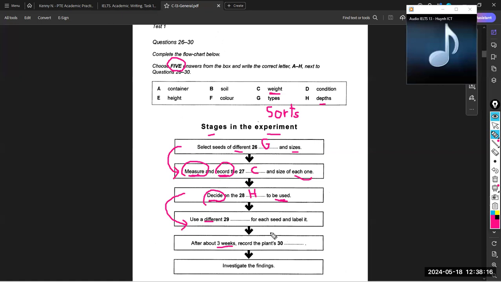Do you think we can plant several seeds together? Do you think that we can plant several seeds together in the same plant pot? In the same what?